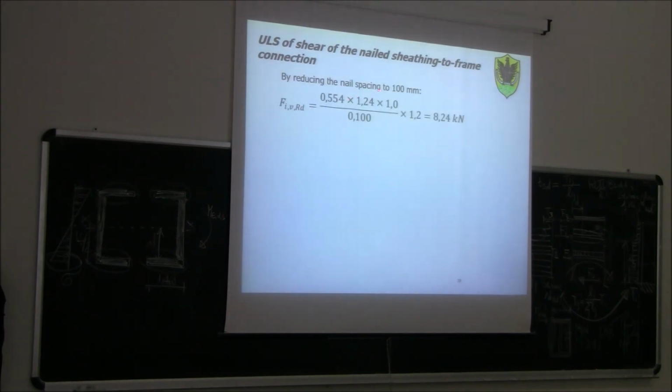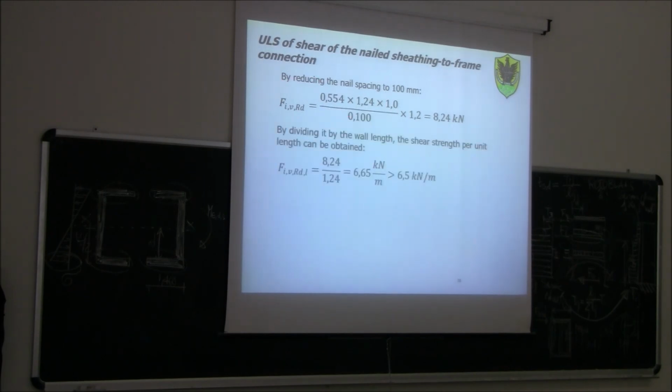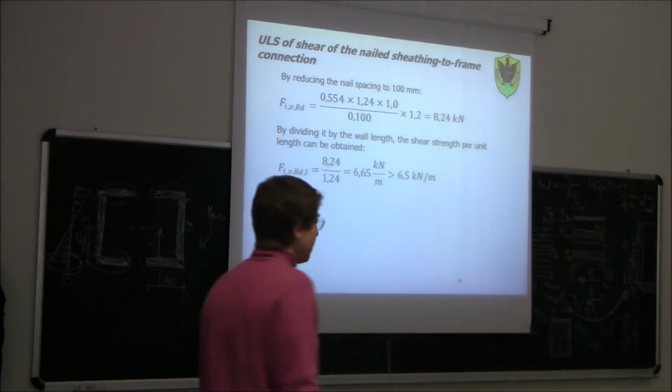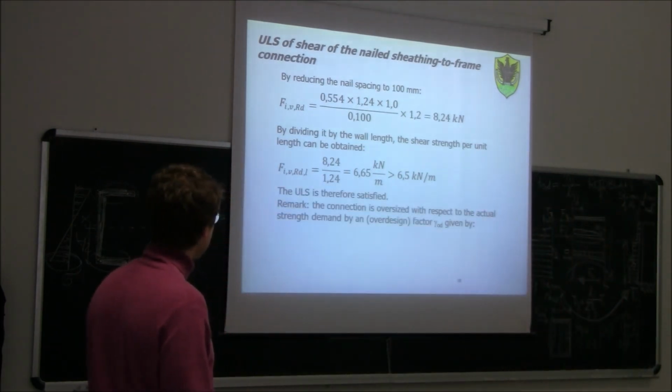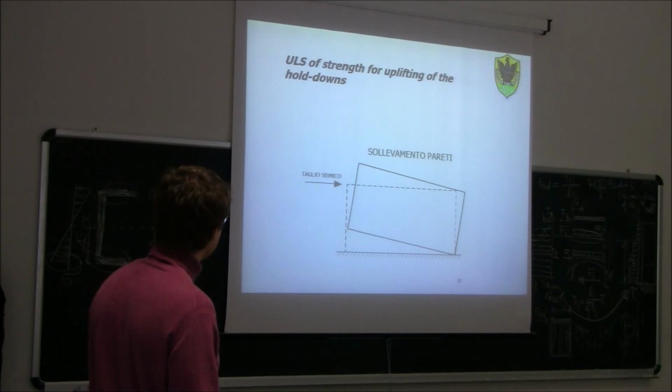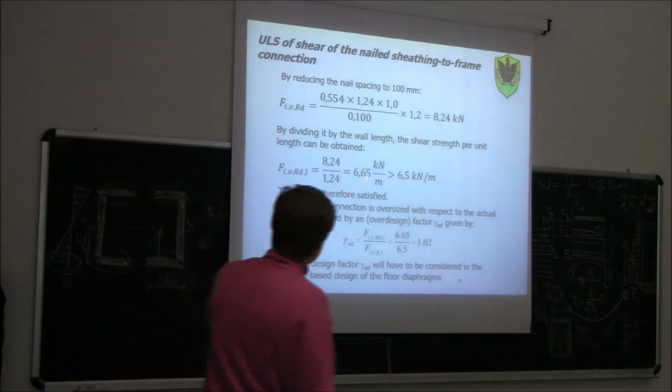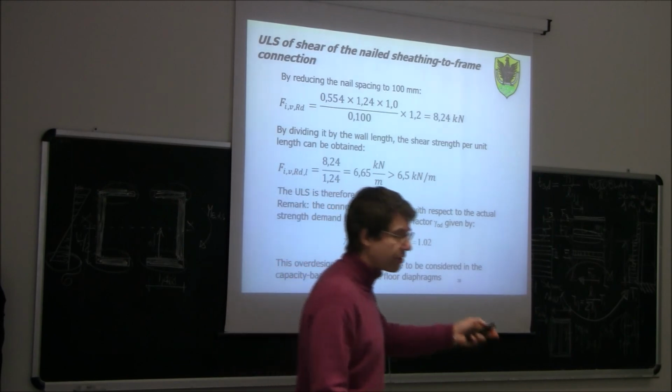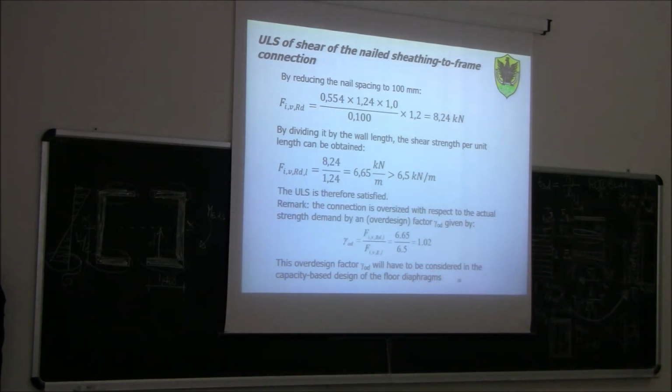So if I reduce the nail spacing to 100 millimeter, as you can see here, I get 8.24 kilonewton. So I get 6.65 kilonewton per meter, which is greater than 6.5. So by reducing the spacing from 150 to 100 millimeter, I get the ultimate limit state of shear fully satisfied. Now, just note one thing, and then we stop, because we will continue tomorrow. If we decide, for example, to reduce the spacing to 100 millimeter, the ultimate limit state verification is satisfied.